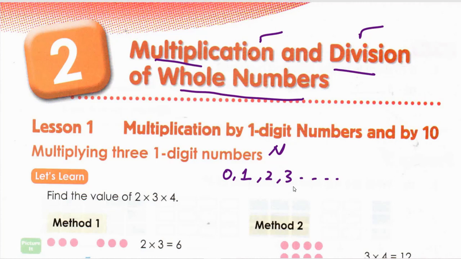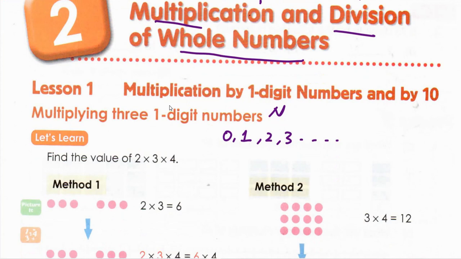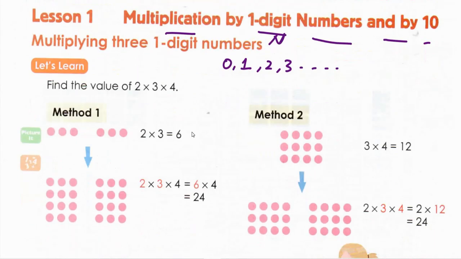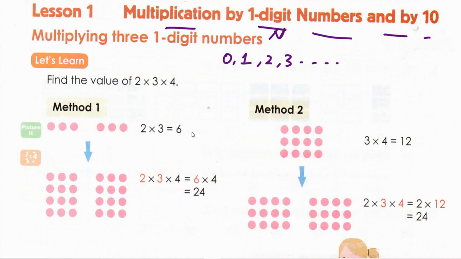Fine. Here, lesson 1 is multiplication by a one digit number and by 10. So it's very simple. Multiplication. See here, the first one is 2 into 3 into 4. I'll just tell you a few things. Kindly listen, because in between the video you are going to learn something different and very useful also.